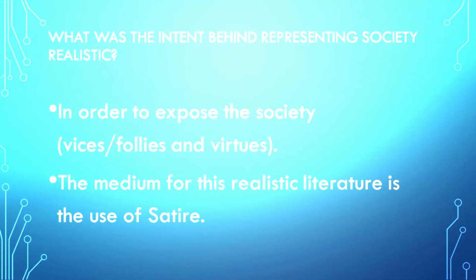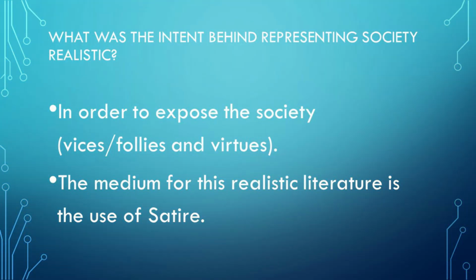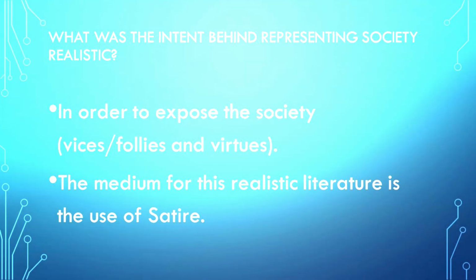Okay, now what was the intent behind representing the society realistically? The intent was to expose the vices and virtues. And why expose the vices and virtues? Because to mend the society. Now, for mending the society, what was the medium? The medium was satire. So, in the next lecture, we are going to talk about Restoration satire and all the prominent works and writers of the satire. Stay tuned and go to the next video.